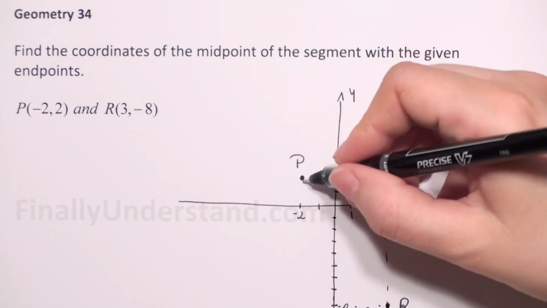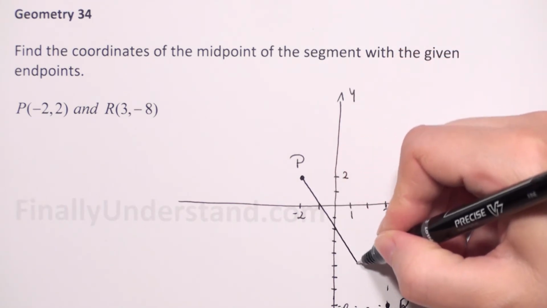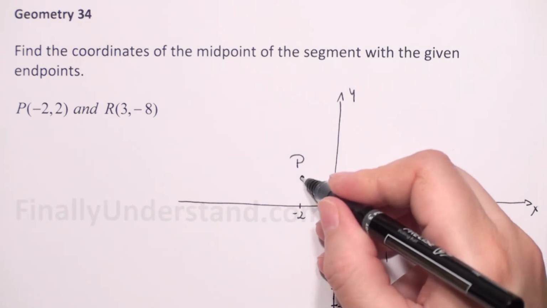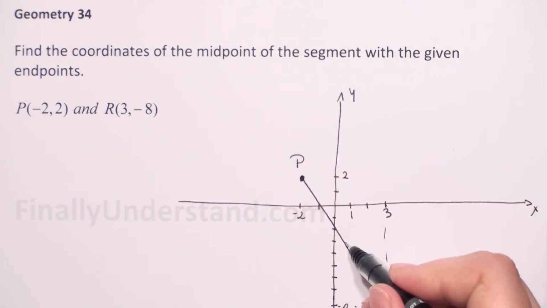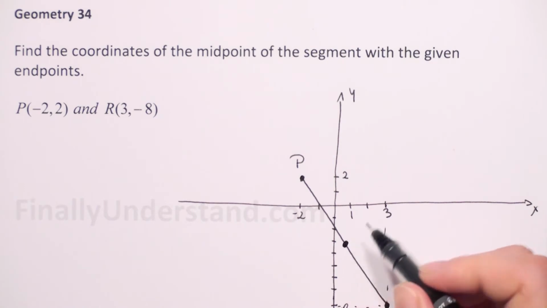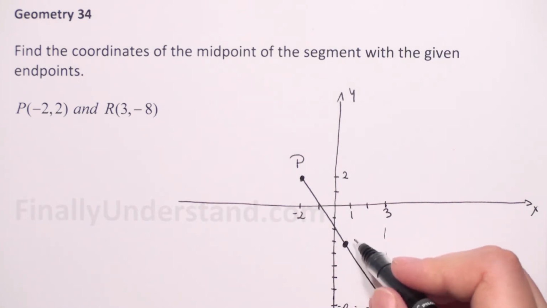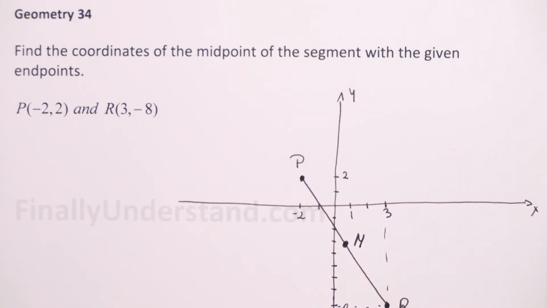We can now draw our segment PR, and we need to find the midpoint. The midpoint divides our segment into 2 equal parts. This is our midpoint. The coordinates of the midpoint of a segment are the average of the x coordinates and of the y coordinates of the endpoints.